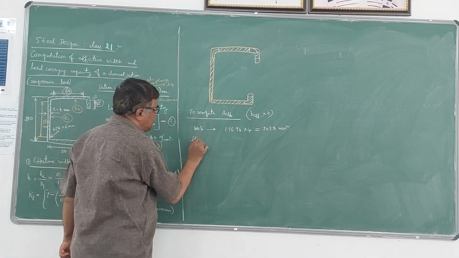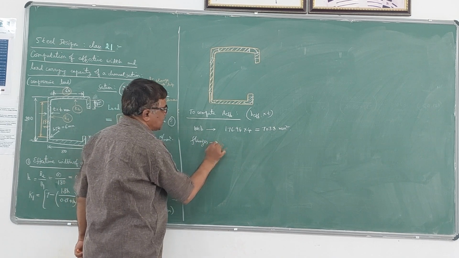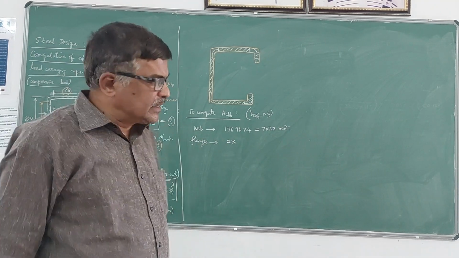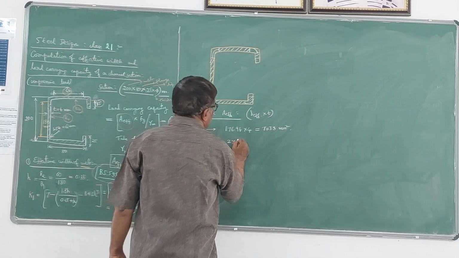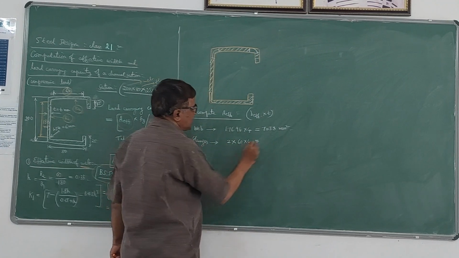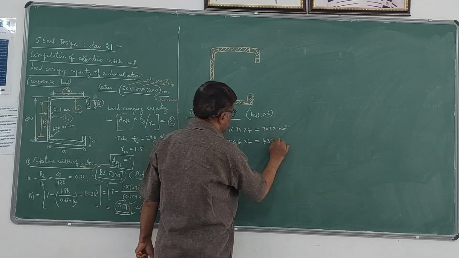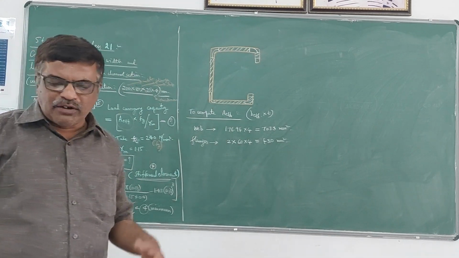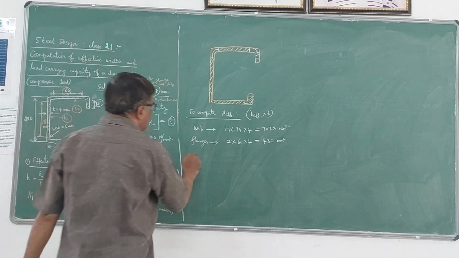Next, coming to the flanges, there are two flanges here. So I will write 2 times 60 into 4. 60 is the effective width for the flange and 4 is the thickness. If you simplify this, you will get 480 millimeter square. That is the effective area for both the flanges. Next, coming to the lips.